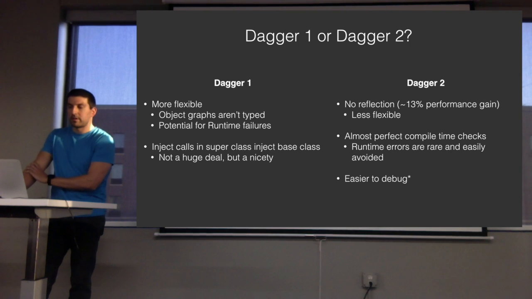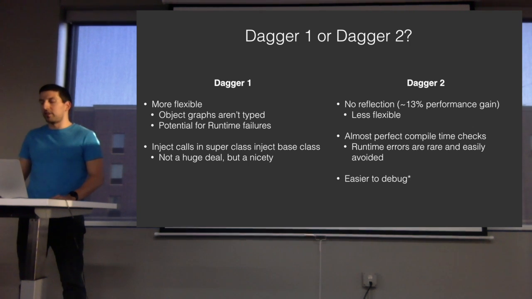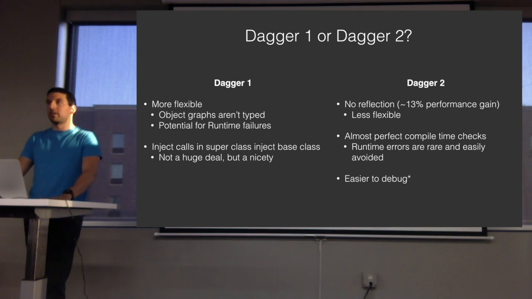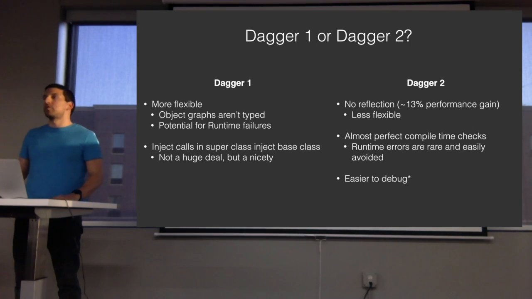So Dagger 1 or Dagger 2, they're both great. They both have their positives and negatives, but I don't think there's a huge benefit to either. Dagger 2, probably my favorite part about it is the compile time checks. It's nearly perfect. It's very hard to get runtime errors. But because of that, it is slightly less flexible. In Dagger 1, you can inject in a superclass, and all the subclasses will get injected if they have injected fields. That does not work in Dagger 2. You have to explicitly declare which component you're using and which class you're injecting.